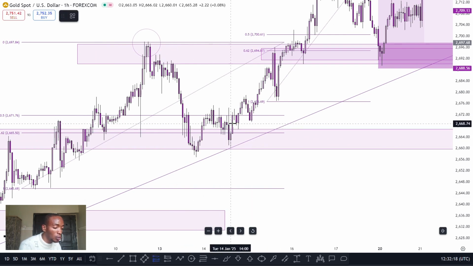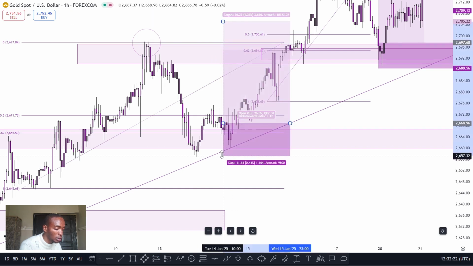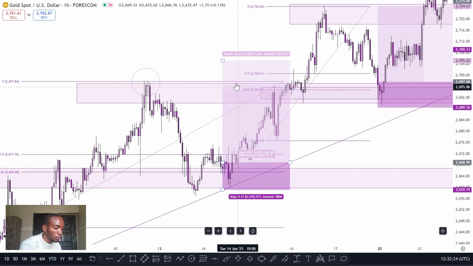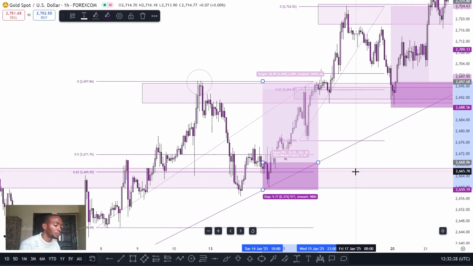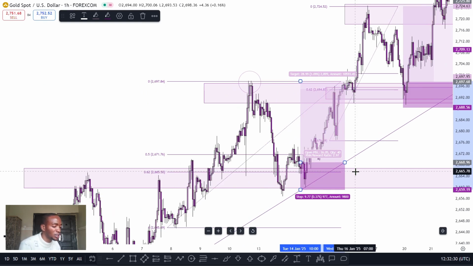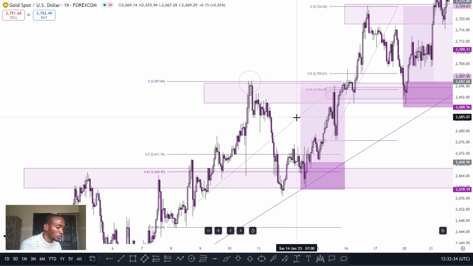So I'll go to the 1 hour, 15-minute time frame. I made my entry around this zone and then went for the high that was formed, which is this one. Just like that, this is a basic way of trading support and resistance.